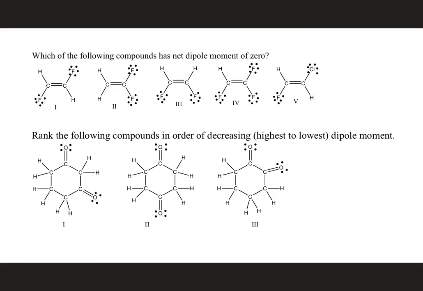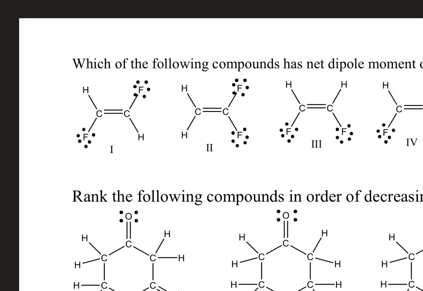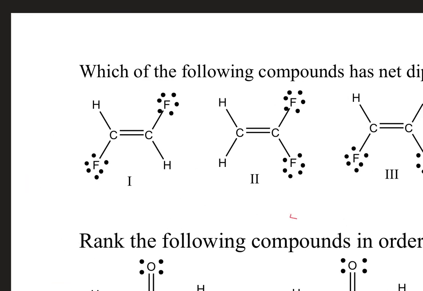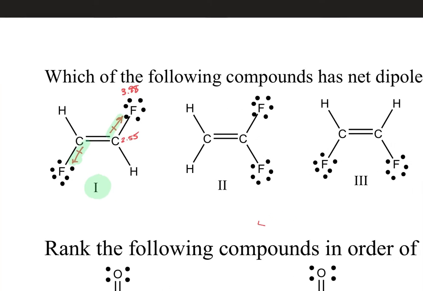All right. Which of the following compounds has a net dipole moment of 0? That means the dipole moments are going to cancel out. Fluorine has an electronegativity of 3.98, carbon 2.55. The lone pair here is going to go in that direction. The dipole moment is going to go in that direction. So those cancel out. So 1 has no dipole moment.